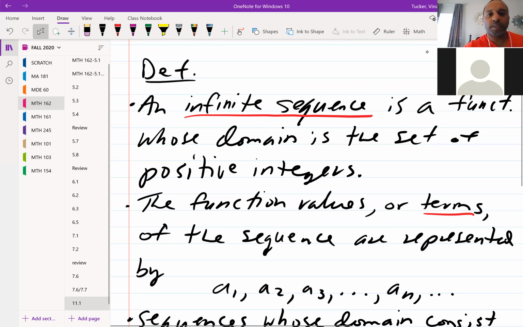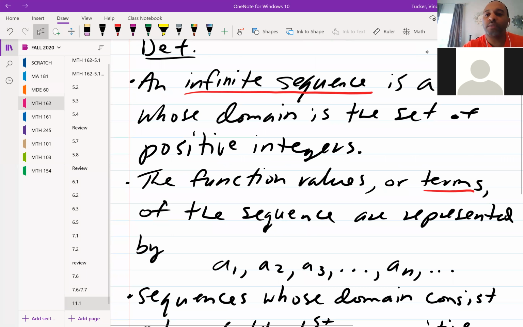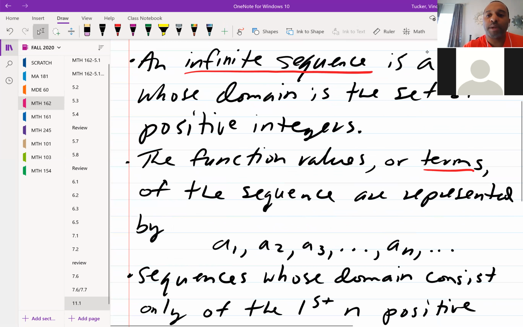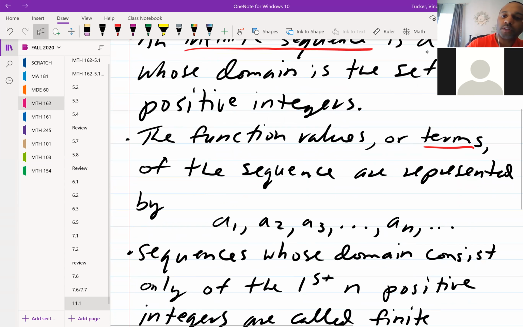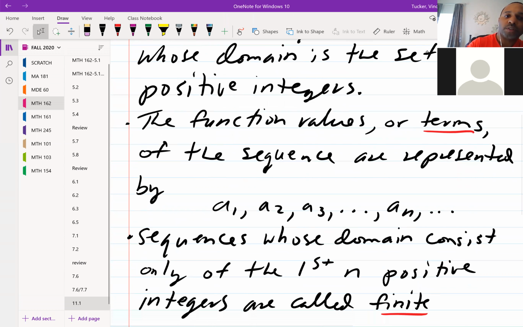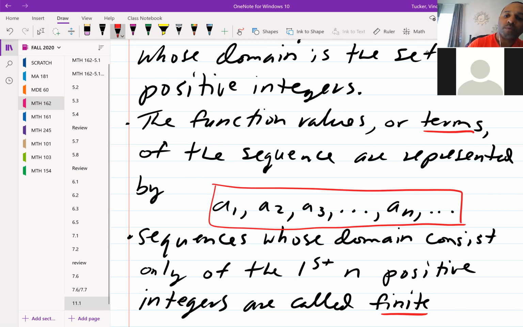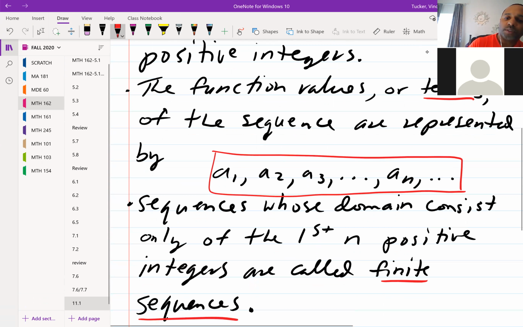All right, so definition of sequences: an infinite sequence is a function whose domain is the set of positive integers. The function values or terms of the sequence are represented by a sub 1, a sub 2, a sub 3, all the way to a sub n. And remember, this is an infinite sequence, so you're talking about on to infinity. Sequences whose domain consists of only the first n positive integers are called finite sequences. In other words, they have an end.